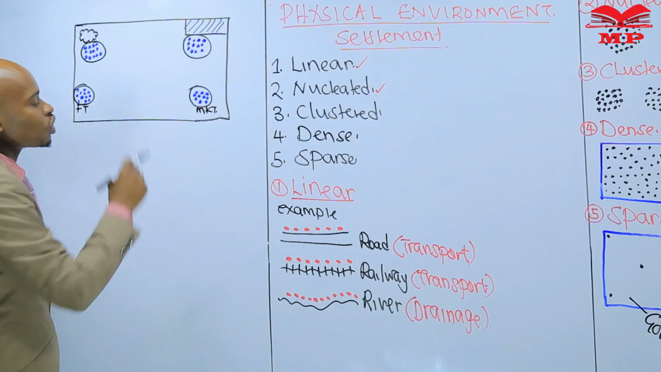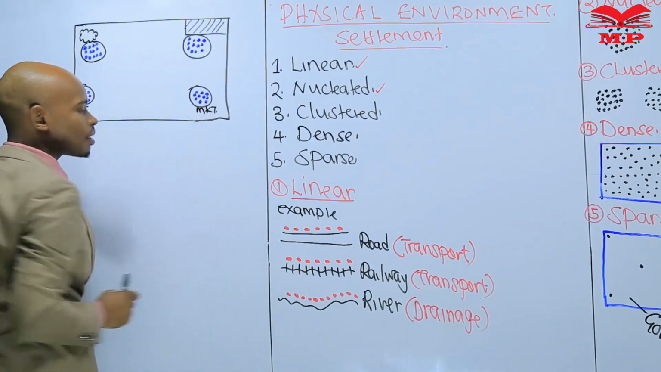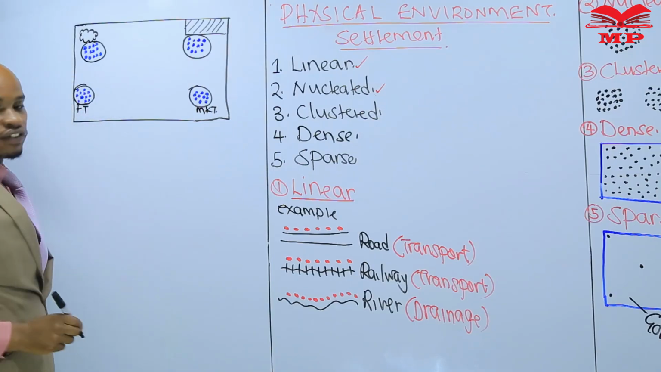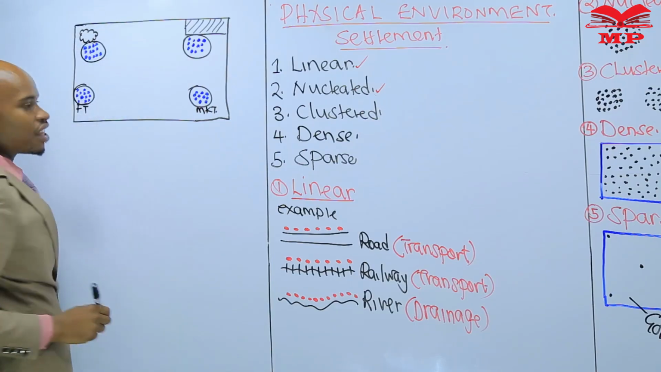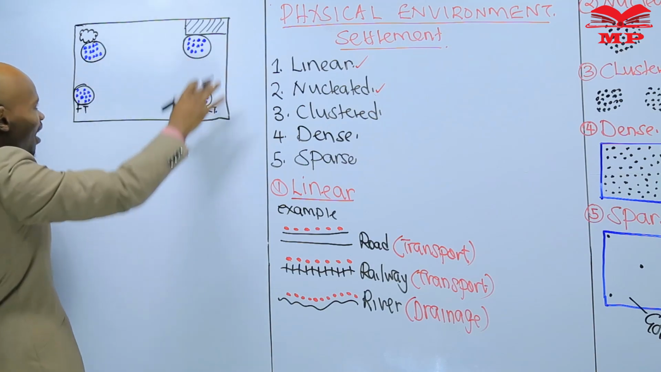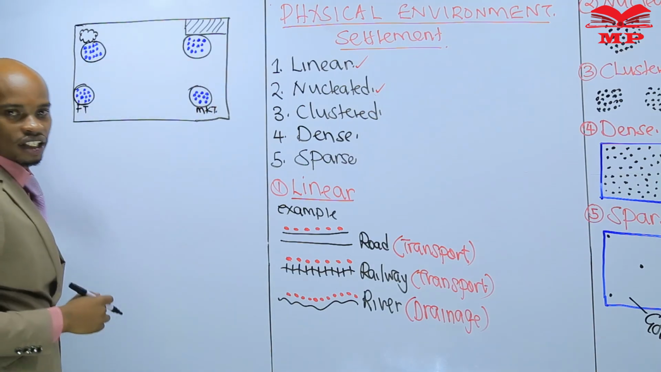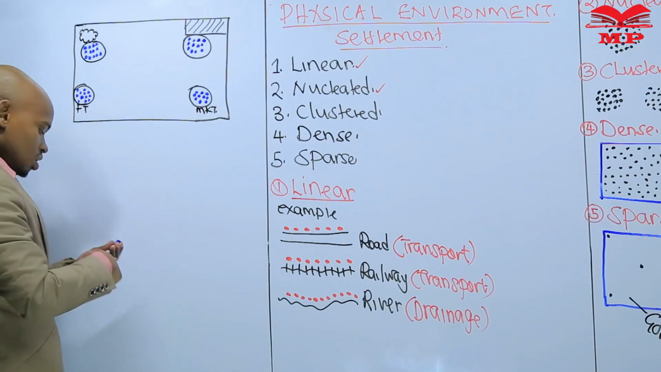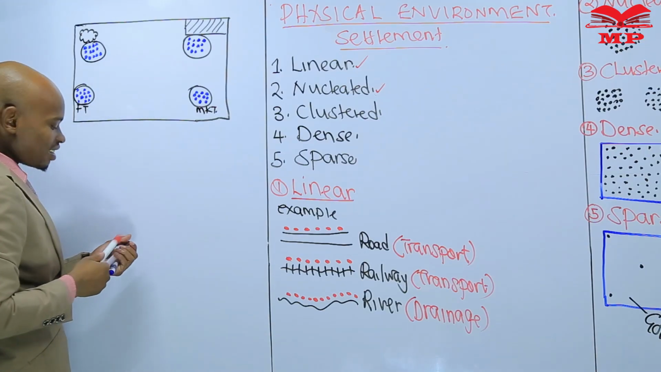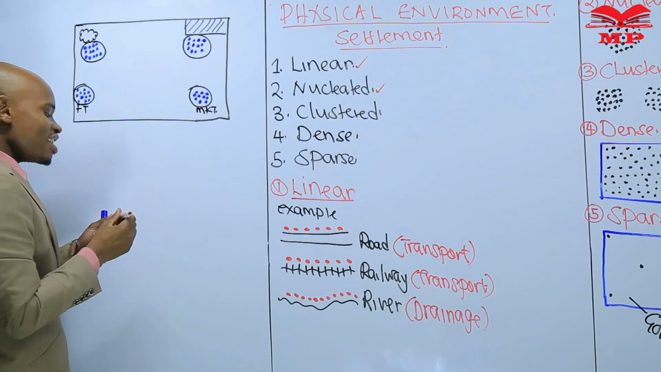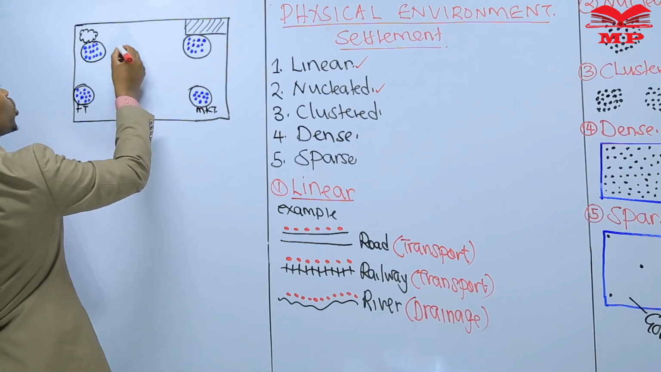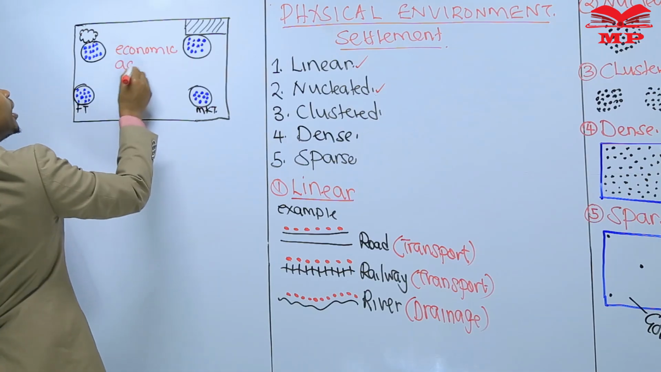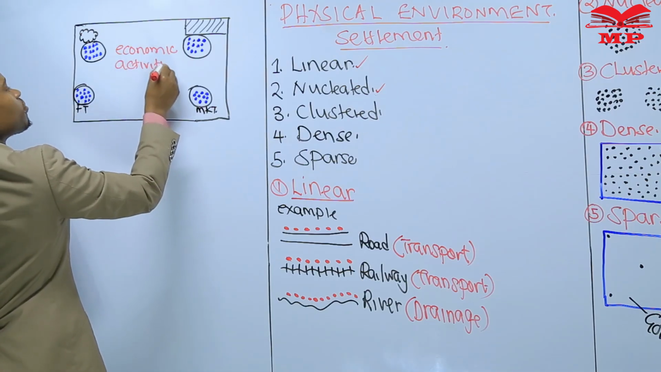You gather the information from the map. Some of them are near the market. Some of them are near the plantation. Some of them are near the fishing traps. And some of them are near the quarry. So the main factor that has influenced this settlement in this particular map is economic activity. It is the work they do.